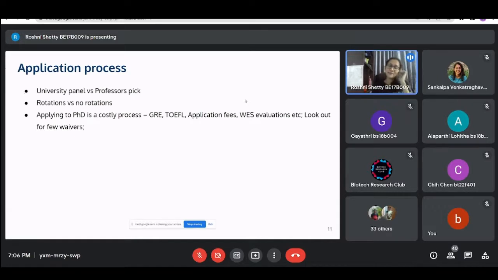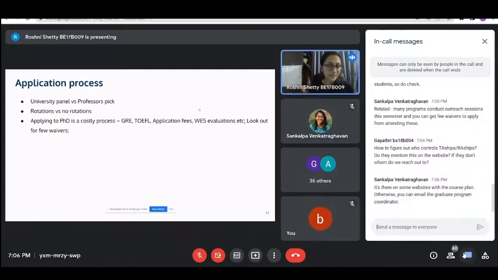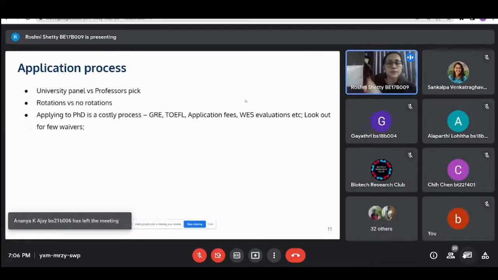Next is applying to a PhD is really, really costly. So I'll talk about the GRE and how it's optional, but all of these, the GRE, the Toefl, the application fee itself is costly. So sometimes your transcript needs to be, because we have a 10 CGPA scale, they might want it in a 4 CGPA scale, which the US schools follow. So there are some online sites which do this for you and you need to pay them. So this is another thing that you need to worry about.